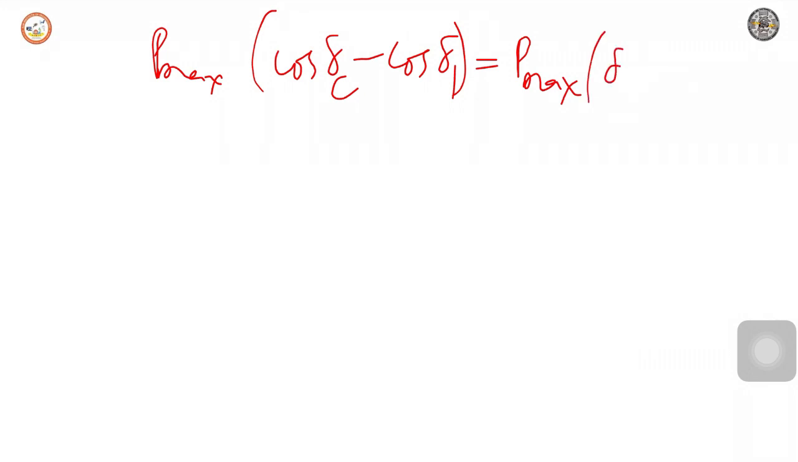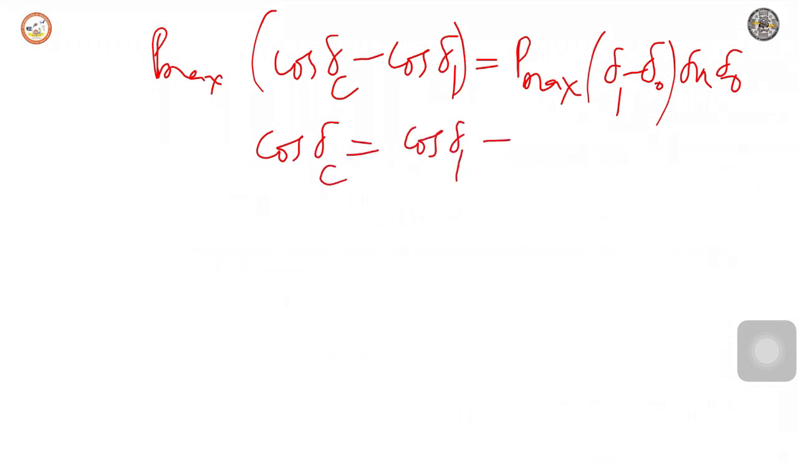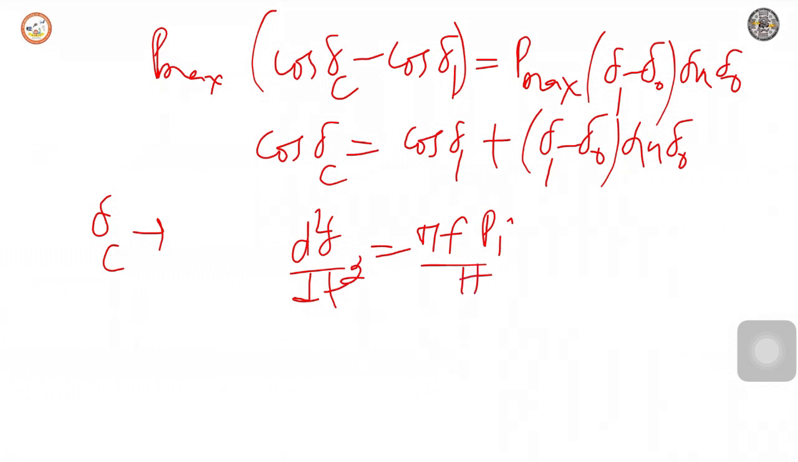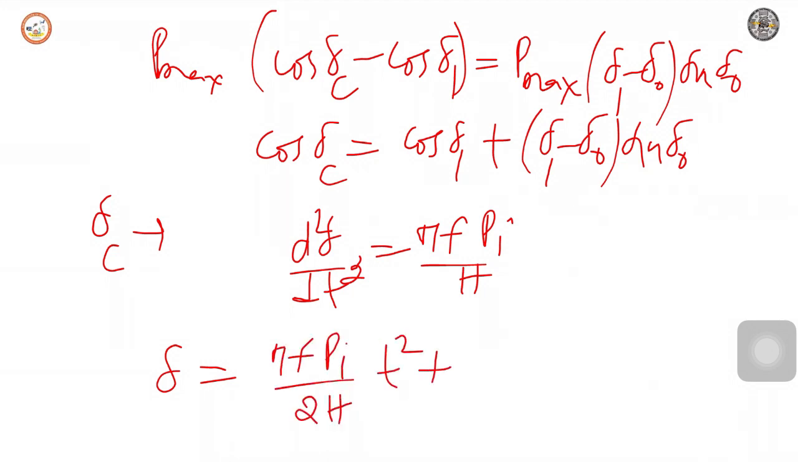Then P max (cos delta C minus cos delta 1) is equal to P max (delta 1 minus delta naught) into sin delta naught. So, here cos delta C is equal to cos delta 1 plus (delta 1 minus delta naught) into sin delta naught. Here, delta C is the clearing angle, delta naught is the initial power angle, and delta 1 is the power angle to which the rotor advances beyond delta C. For a three-phase fault with Pe equal to 0, d square delta over dt square is equal to pi f Pm over H. Integrating twice, we get delta is equal to pi f Pm over 2H t square plus delta naught.